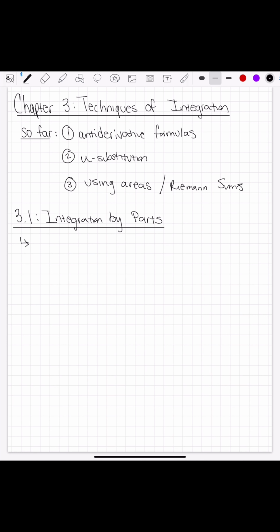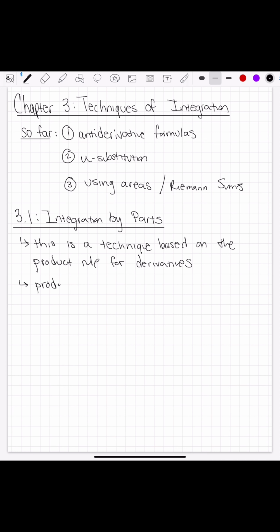And this is a technique based on the product rule for derivatives. So integration by parts is sort of like a product rule for integration, or for integrals, right?